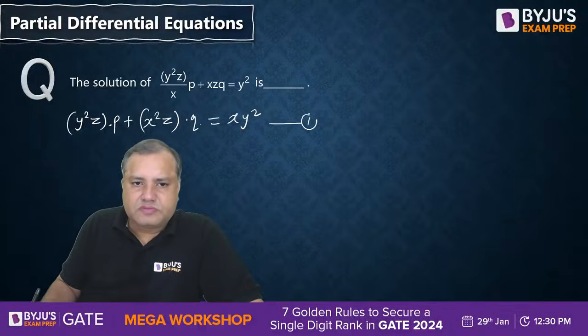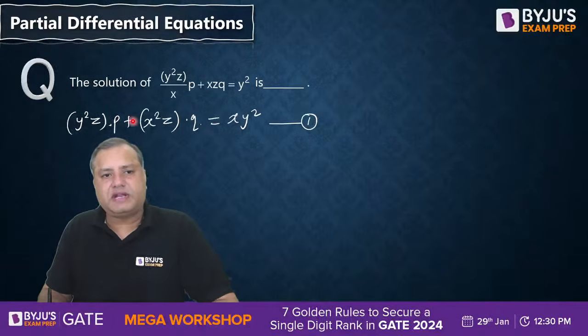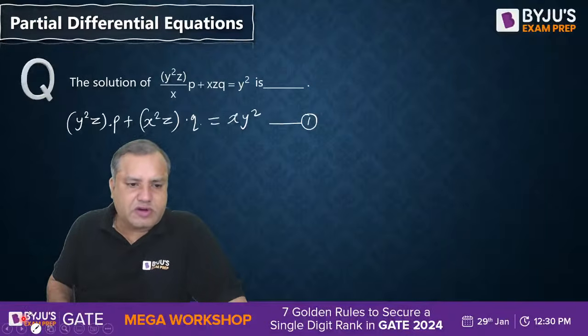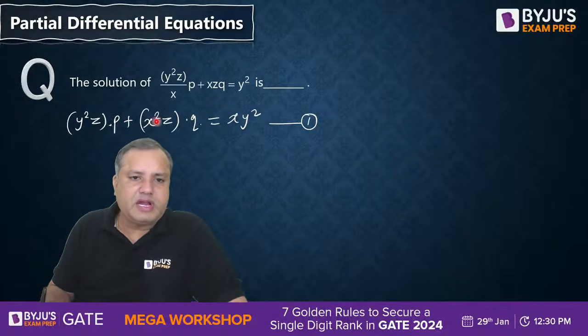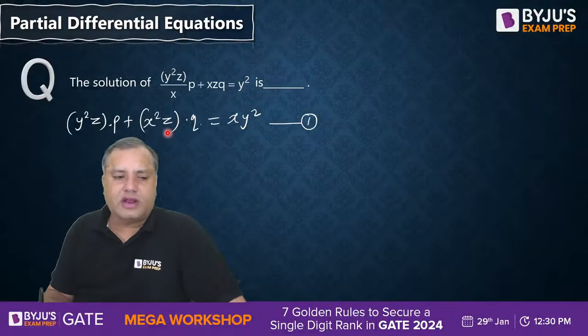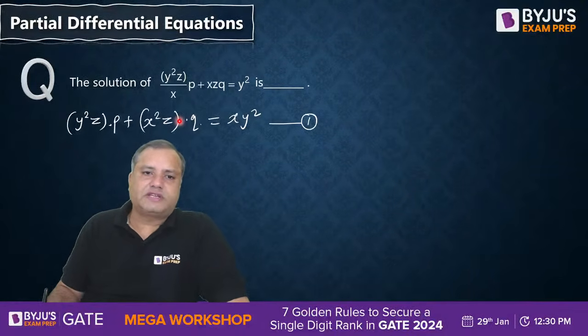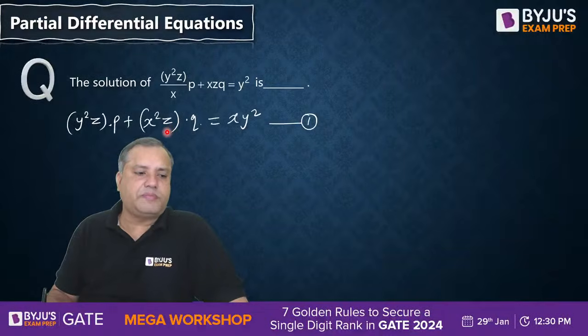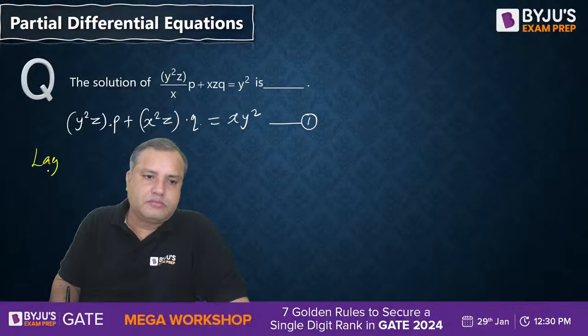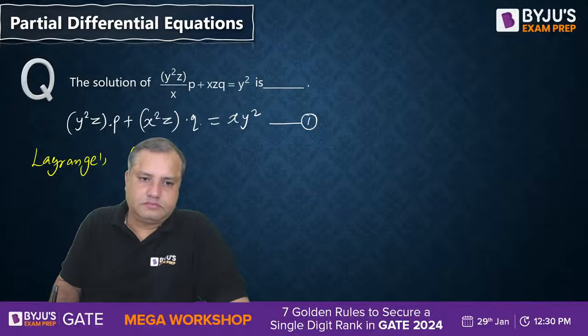Comfortable? So clearly we can say that here the derivative terms are only p and q, which are the first order derivatives, and first order derivative terms are having degree 1. p और q का power 1 है. p and q occur in degree 1 and they are not multiplied together, so it is first order linear PDE. First order linear PDE means Lagrange's PDE.